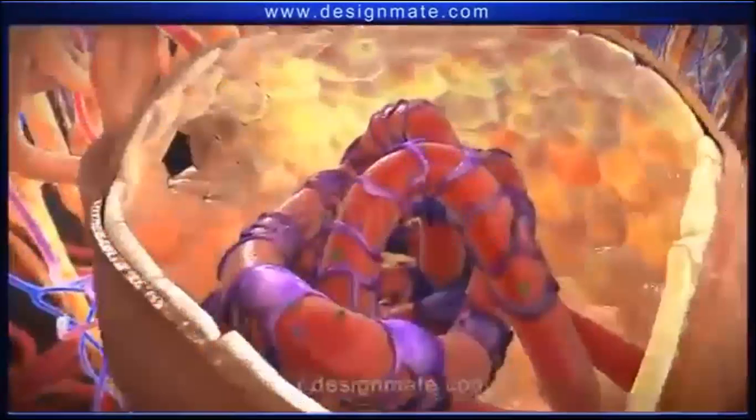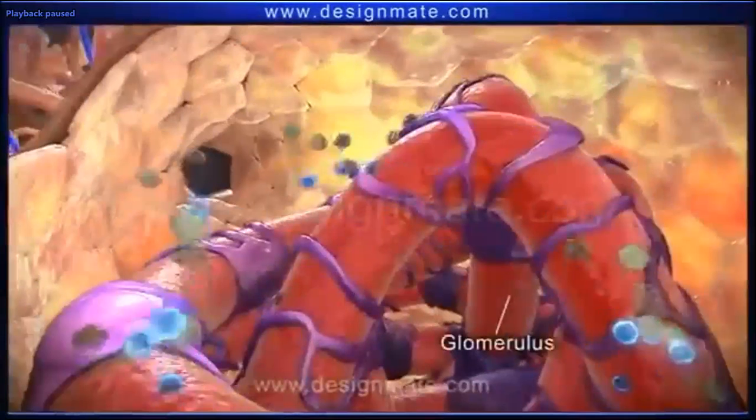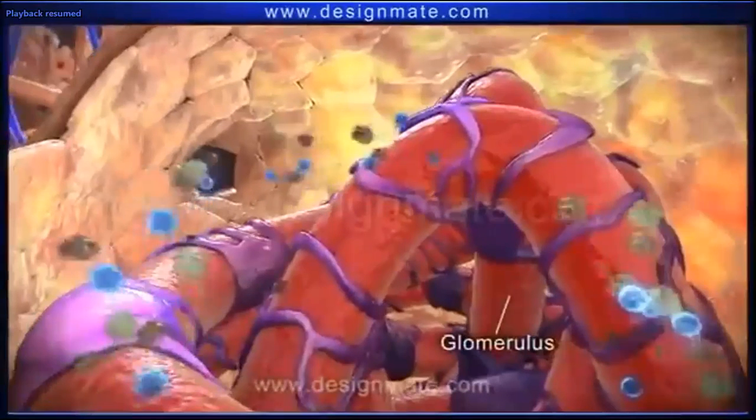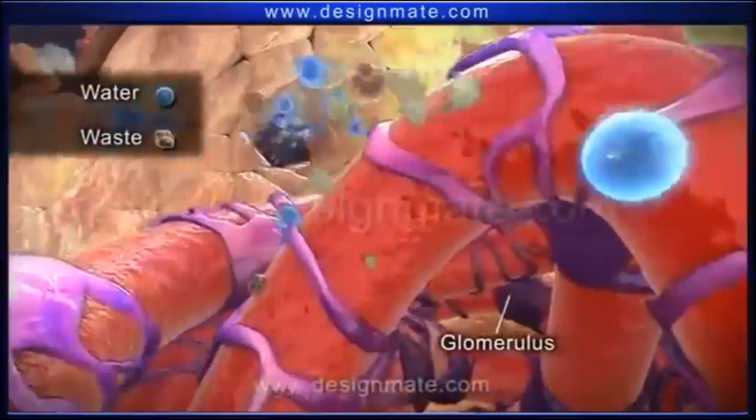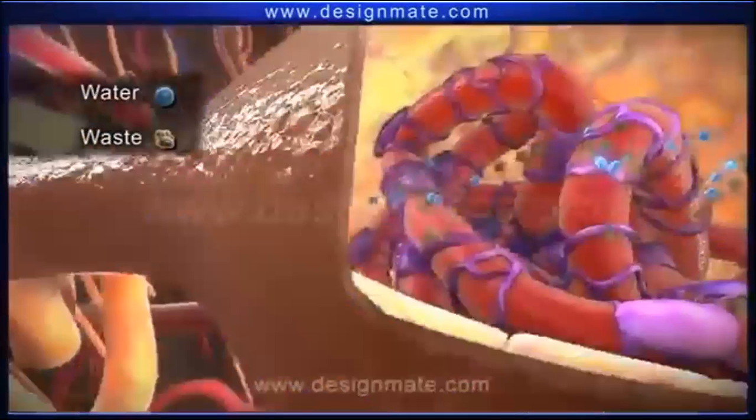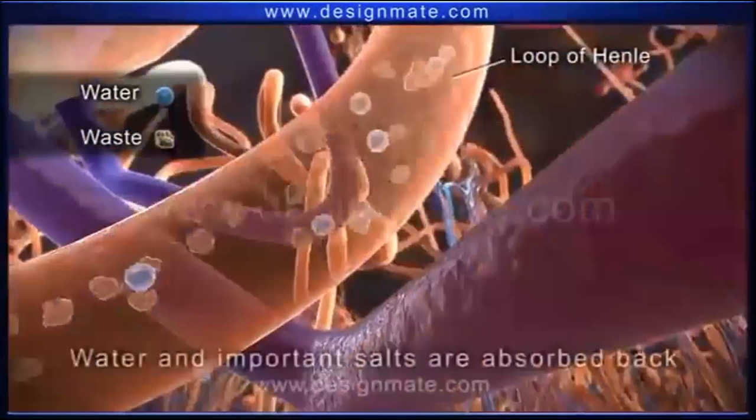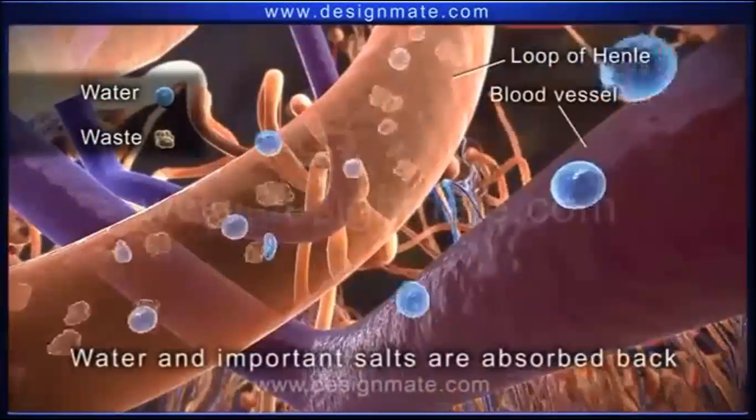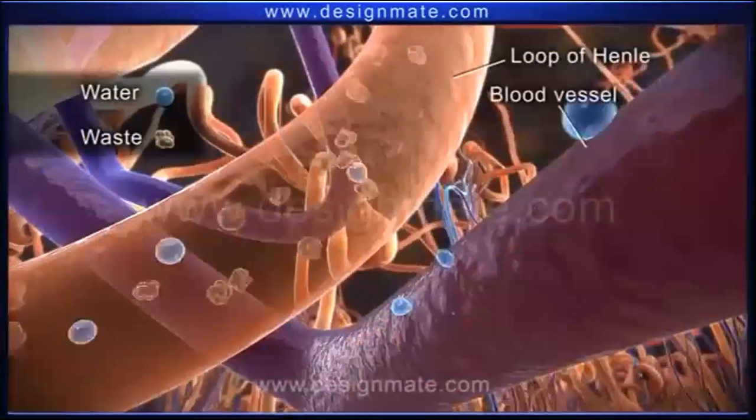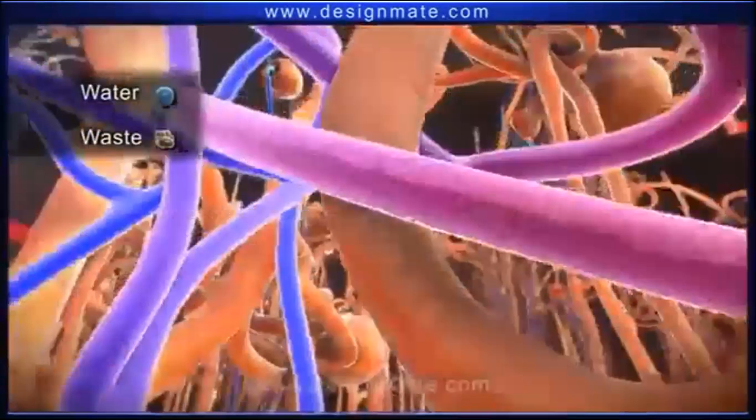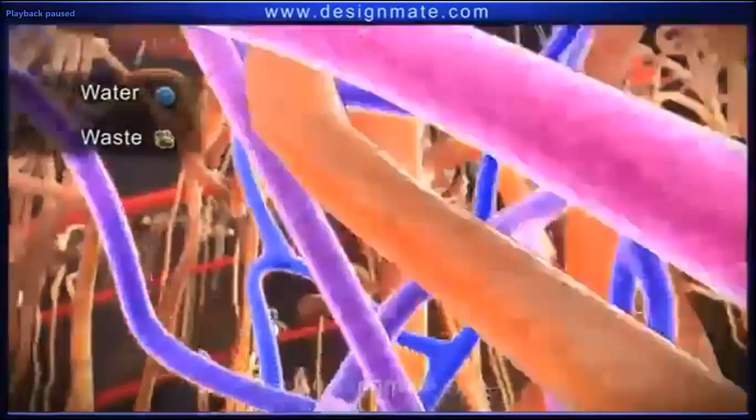See here, the glomerulus, a bunch of capillaries. Through the glomerulus, nitrogenous waste materials are filtered into the Bowman's capsule. So water, salts, and waste materials pass into the Bowman's capsule. They are transferred to the PCT, proximal convoluted tubule, and the loop of Henle. Water and important salts are absorbed back, which we call the reabsorption process. Excess glucose, useful products, and 75% of the water are also reabsorbed into the capillary from the PCT.